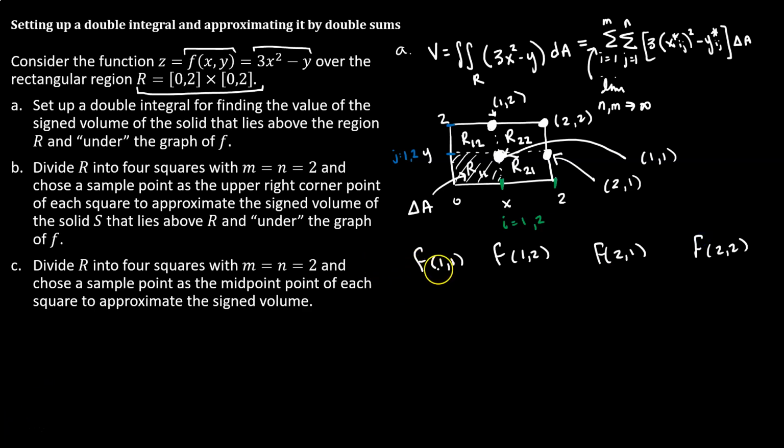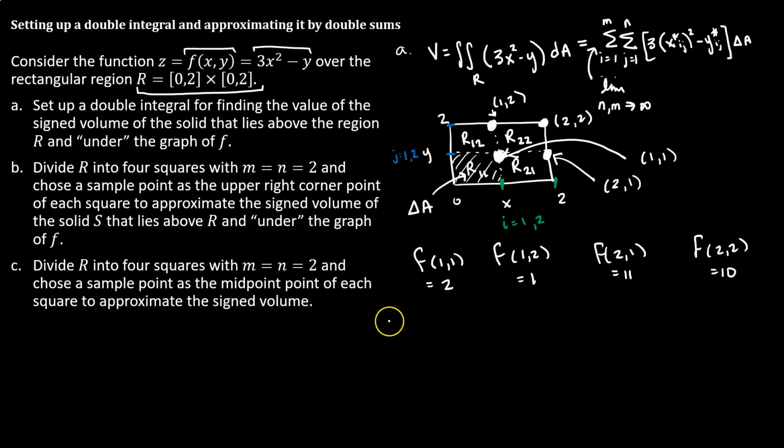So f at 1, 1 is going to look like 2. You can evaluate your function on your own. I'm just going to give you the numbers here. f at 1, 2 is going to look like 1. f at 2, 1 is going to look like 11, and then f at 2, 2 is going to look like 10. And then each one of these is actually multiplied by our area.